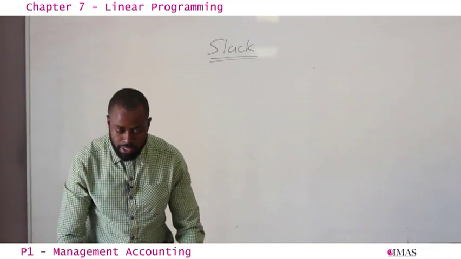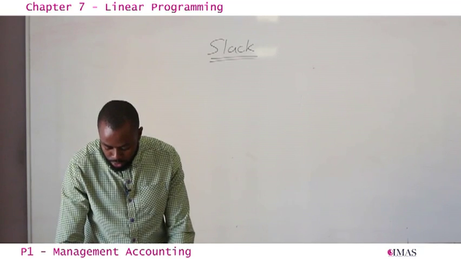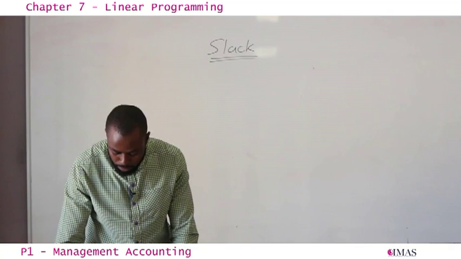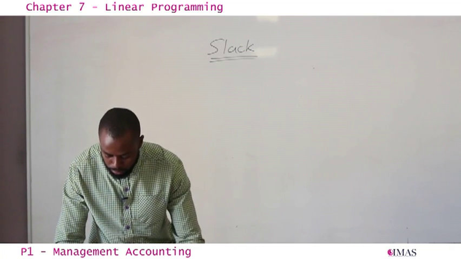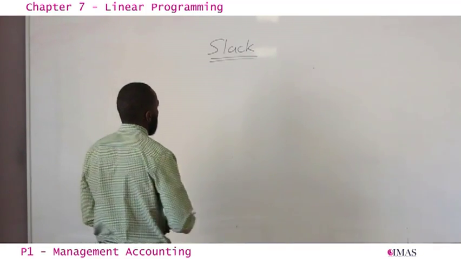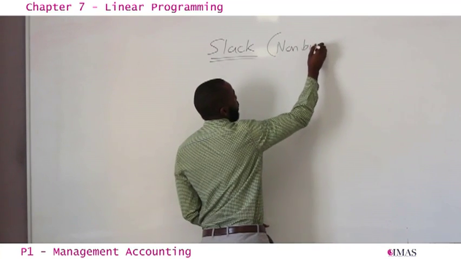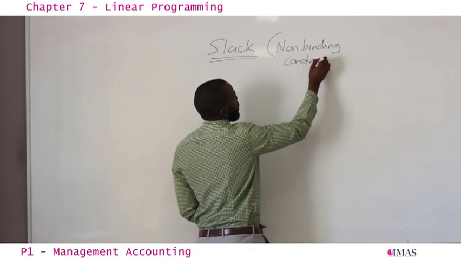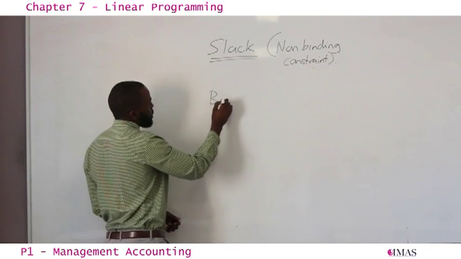Slack, on our slide, says: this is the amount of a resource that is underutilized when the optimum plan is implemented. The actual utilization is below a maximum specification. In other terms, slack will occur when the optimum does not fall on the given resource line. But what we call a slack resource is the same as what we call a non-binding constraint.